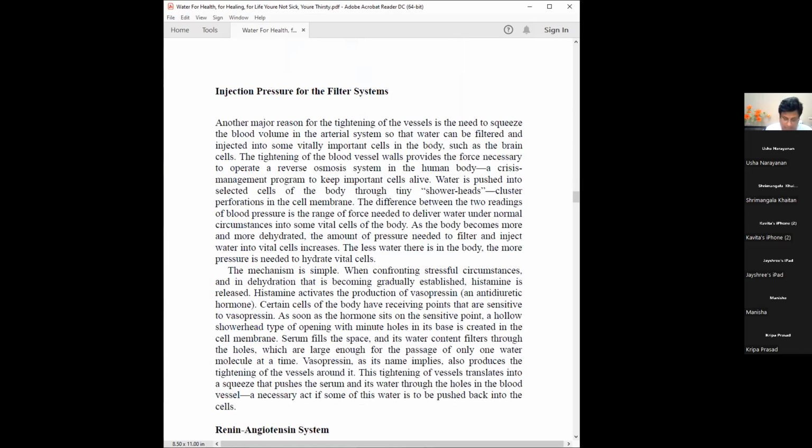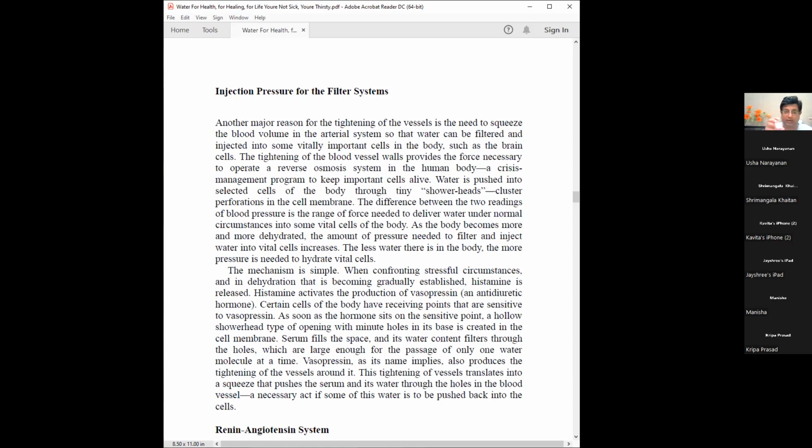Injection pressure for the filter systems. Another major reason for the tightening of the vessels is the need to squeeze the blood volume in the arterial system so that water can be filtered and injected into some vitally important cells in the body, such as the brain cells. The tightening of the blood vessel walls provides the force necessary to operate a reverse osmosis system in the human body, a crisis management program to keep important cells alive.